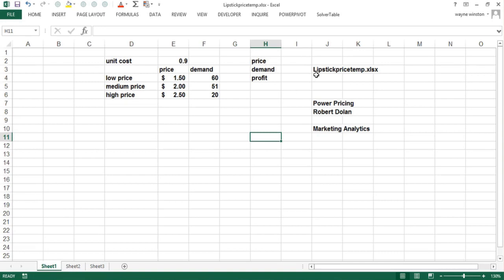So let's suppose you're selling, I've called this lipstick price temp, but I don't think you can buy lipstick this cheap, but whatever. Suppose it's a generic lipstick. Let's suppose you own a drugstore, and it costs you 90 cents to buy a tube of lipstick. Okay. Now what you want to do is maximize profit. That's price minus unit cost times demand.